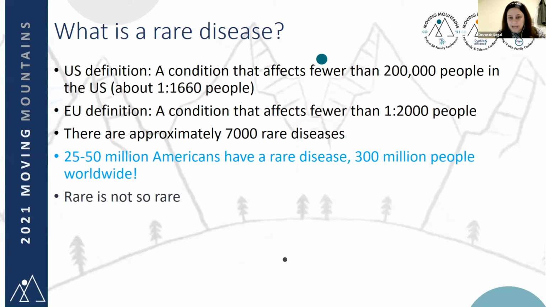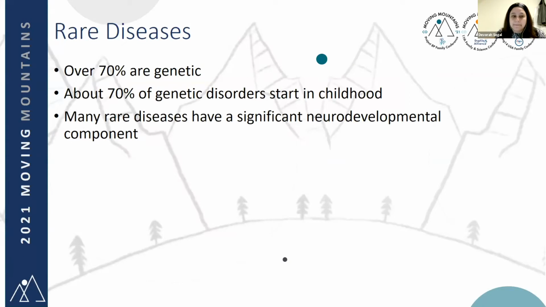Depending who you ask, there are about 6,000 to 7,000 rare diseases. That means that collectively as a group, 25 to 50 million Americans are living with a rare disease, and worldwide about 300 million people. So even though each individual disorder is rare, as a group, rare diseases are not rare. And as a physician, we encounter them all the time, especially as a neurologist. Over 70% of rare diseases are genetic, and the majority of those genetic disorders start in childhood. So again, I'm a pediatric neurologist, and that's often one of the specialties seen first by children who have a rare disorder, because many have significant neurodevelopmental components.